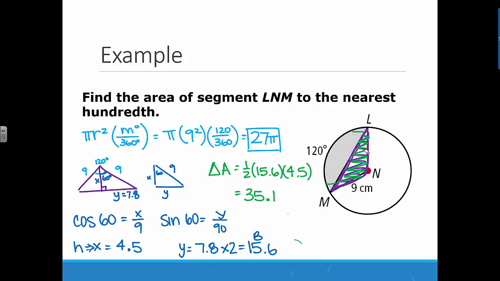So now to find the area that we really want, the shaded in region, we have to take the 27 pi and subtract 35.1. So 27 times pi is about 84.8. If we subtract 35.1, we get about 49.7 centimeters squared. So the triangle is definitely the hardest part to find. You could have used our special right triangles and come up with these things that are more exact if you wanted to. That's totally fine as well.